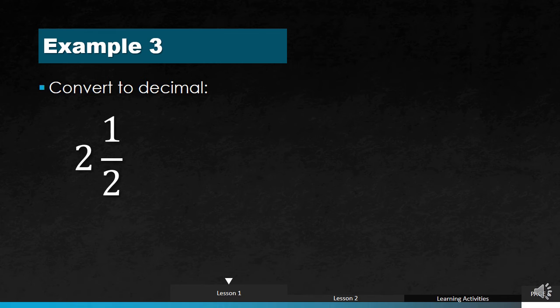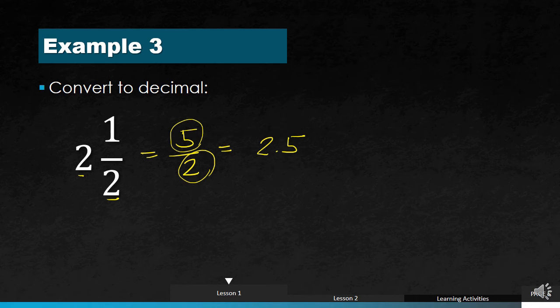Okay, so in example number 3, you have 2 and 1/2. How do we convert this into a decimal? There are two ways of converting this. I'm going to show you the first way. The first way is to convert this first into an improper fraction. So you have 2 times 2 is 4 plus 1, that gives you 5. So 5 over 2. Using your calculator, 5 divided by 2 will give you 2.5.